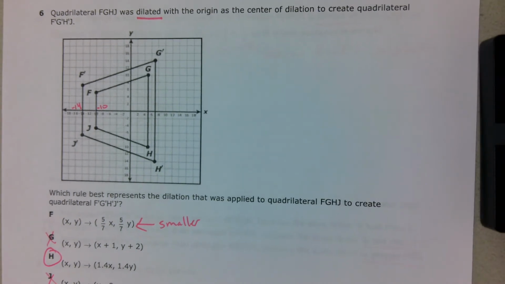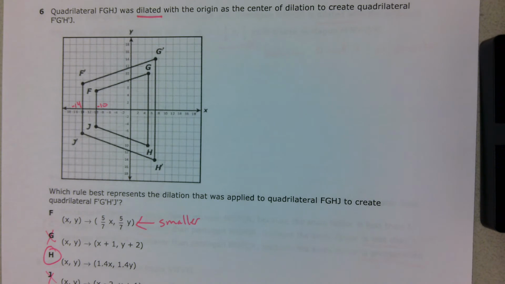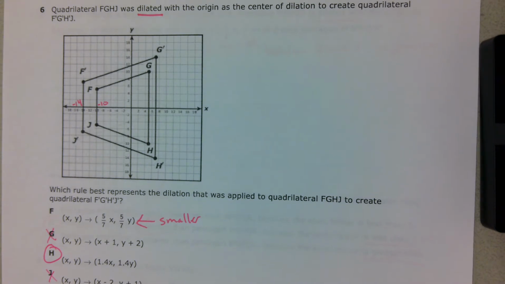Number 6, quadrilateral FGHJ was dilated with the origin as the center of dilation to create quadrilateral F prime, G prime, H prime, J prime.